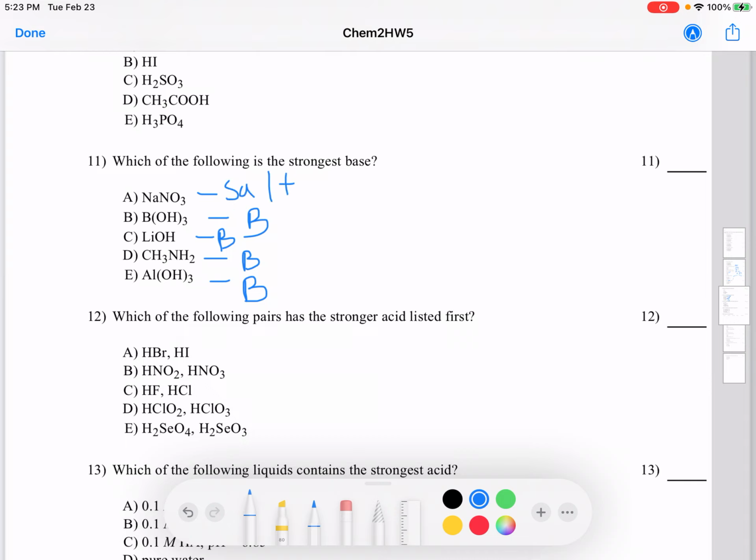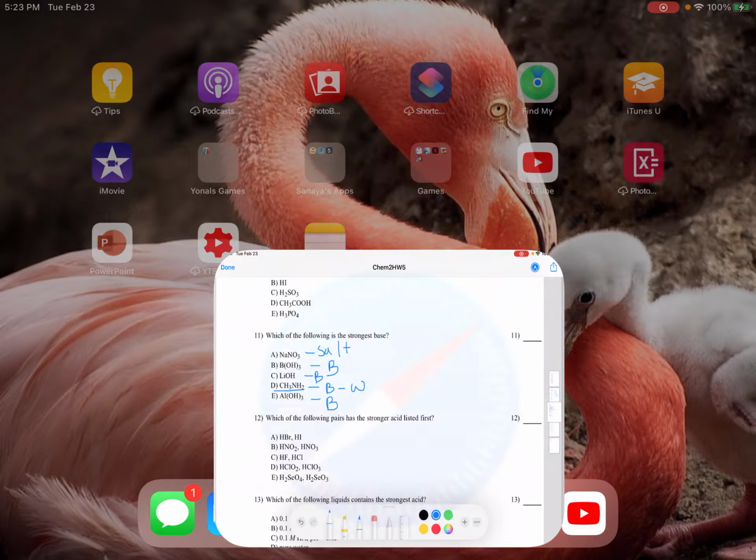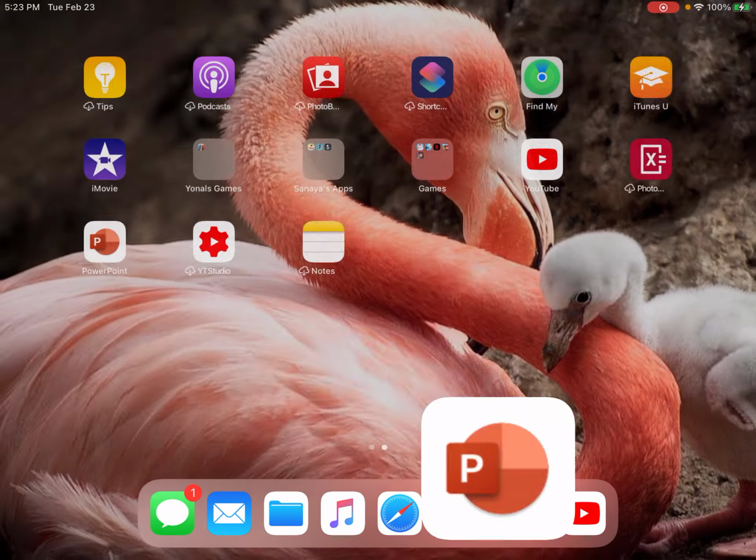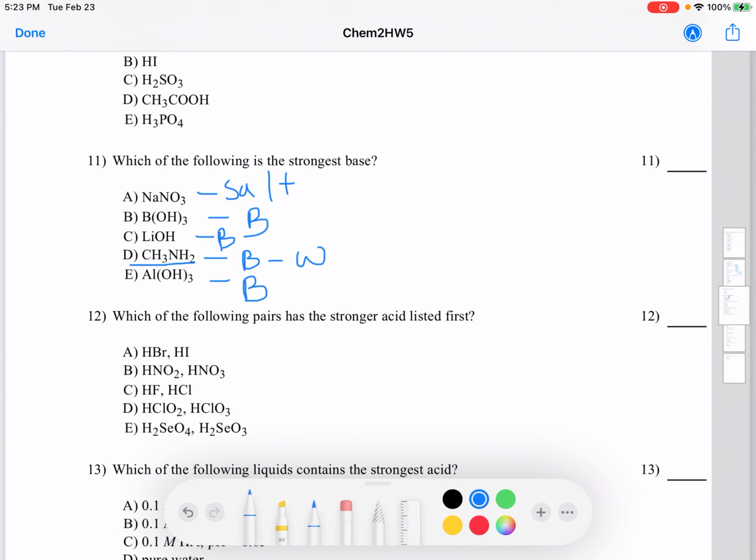Methylamine is a weak base because it's an amine derivative. And then remember, there are 3 bases that have a metal ion: boron, lithium, aluminum. And then you refer to your chart here. Which ones are going to be the strong ones? Group 1 metals, lithium, sodium, potassium, rubidium, cesium. From group 2, calcium, strontium, barium. So you look up these atoms and see which base has one of those atoms. And then you choose the strong one from there. I can see it. I hope you can see it too.